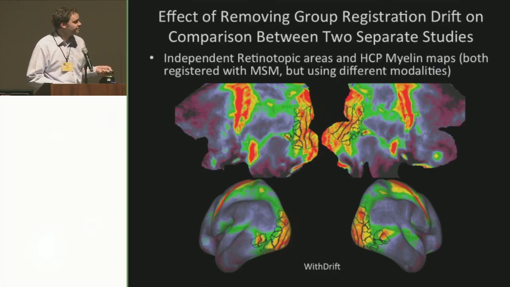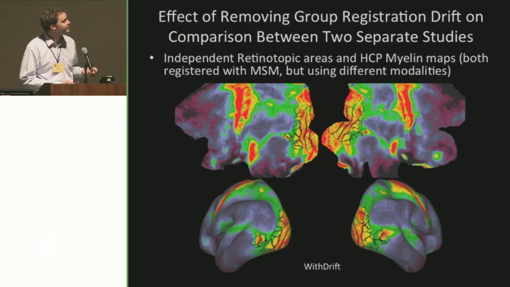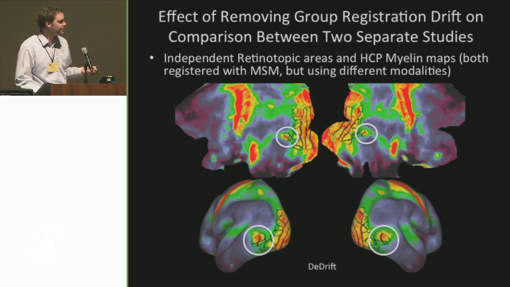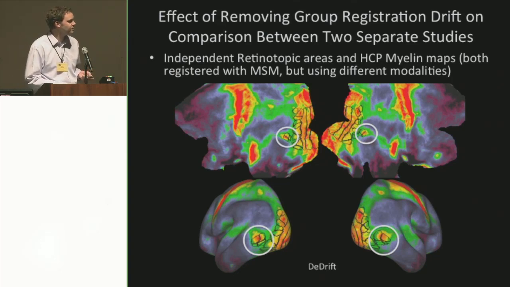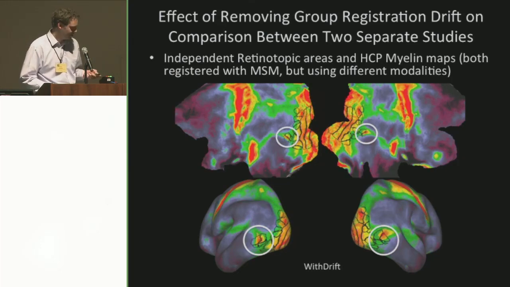So we're going to focus in here. So these are retinotopic areas and HCP Myelin Maps. Both have been registered with MSM, but using different information. So the retinotopic areas were registered using the areal definitions, and the myelin was registered using the resting state networks. We can see reasonable agreement in this MT plus complex area in the left and right hemispheres, but you also see it's a little bit asymmetric. But if we remove this drift, we see that the alignment actually gets better in both hemispheres and more symmetric. So I'll try to flip between them a few times so you can see that.